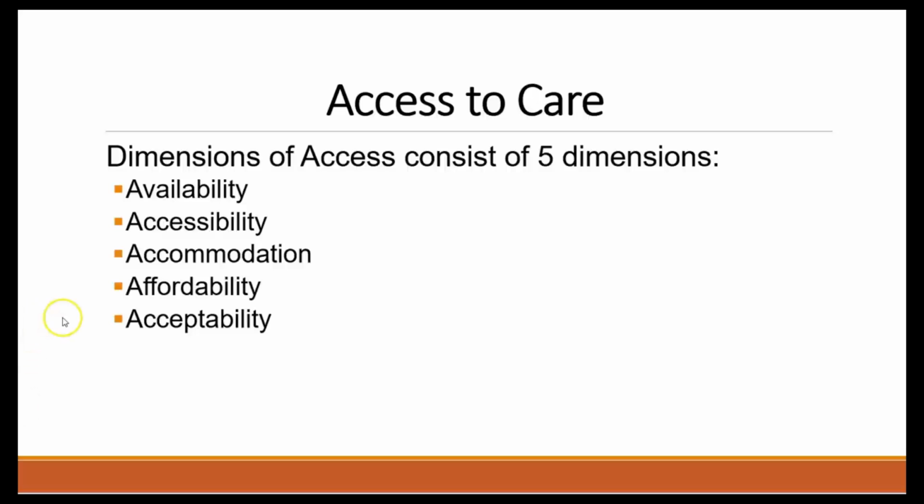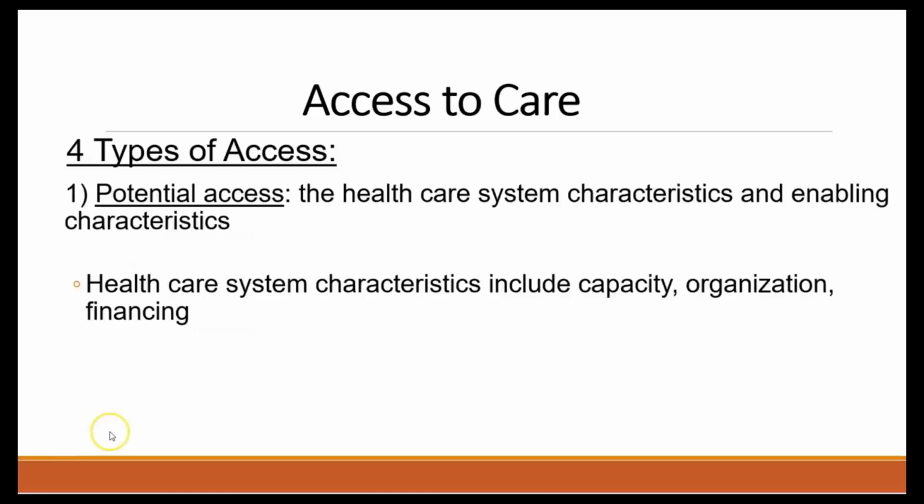Now, we've reviewed the 5 dimensions of access, and next I briefly wanted to go over the 4 main types of access described by Anderson. So I'm going to jump to slide 59 and really quickly go over these 4 main types of access. So we have potential access, which refers to healthcare system characteristics such as its capacity, organization, and financing, as well as enabling characteristics, which include personal income, insurance status, and accessibility factors such as transportation.